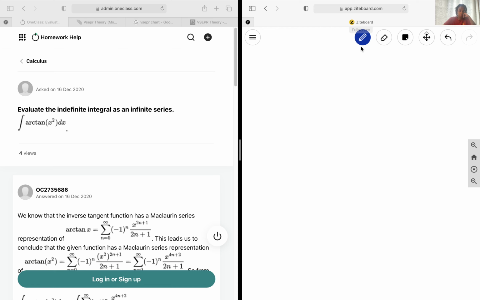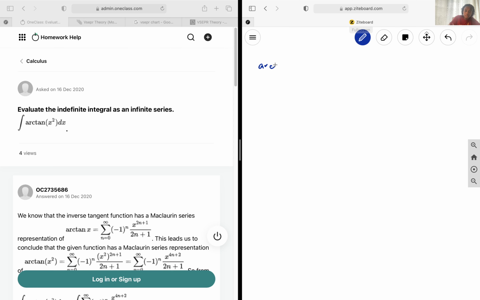Okay, so next up we want to evaluate the indefinite integral as an infinite series. And so in order to do this, first we need to figure out the infinite series for arctan. And then you put in x squared in the position of x to figure out the infinite series of arctan x squared, and then we're going to take the integral of all of that.